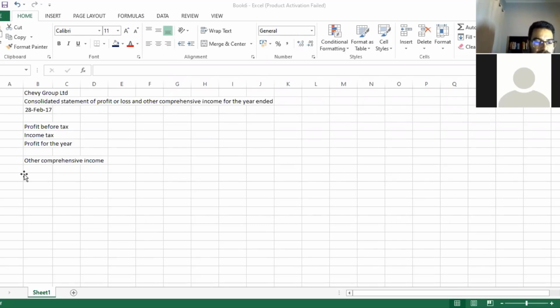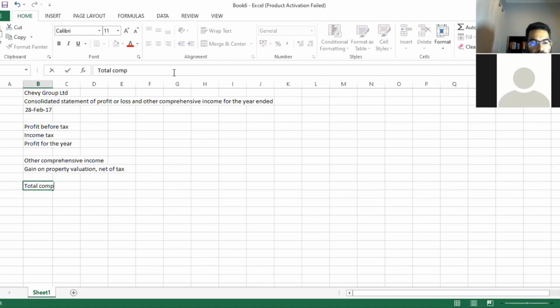So it was gain on property valuation. I'm going to leave a space just in case there is something else. I'll just let them know net of tax. Okay, I'm going to leave a space just in case. Then I'm going to say total comprehensive income.